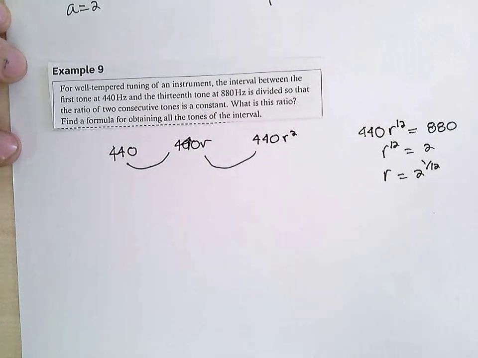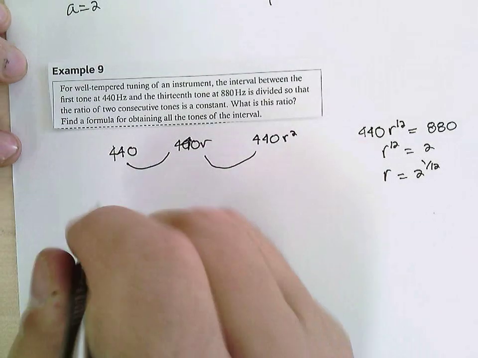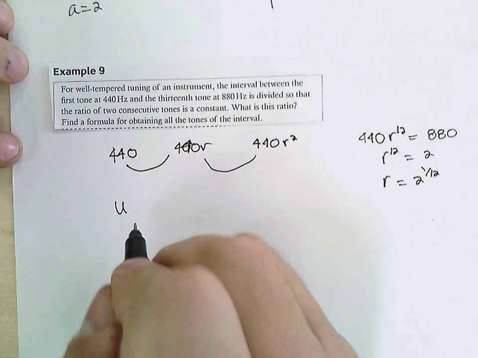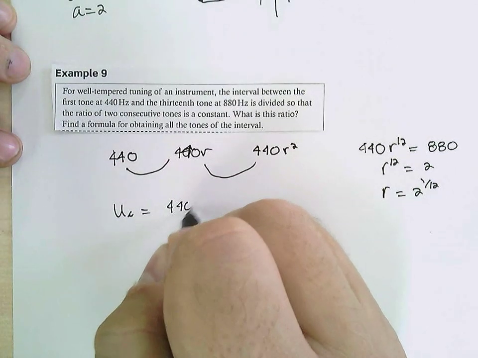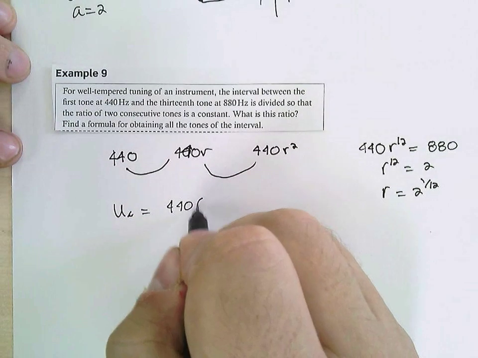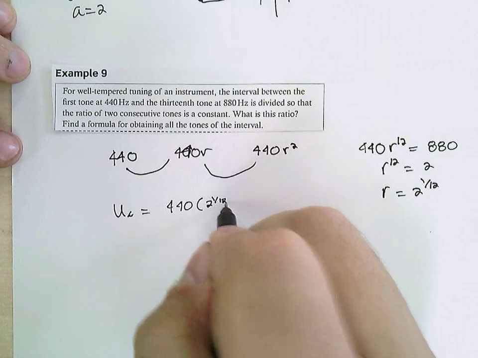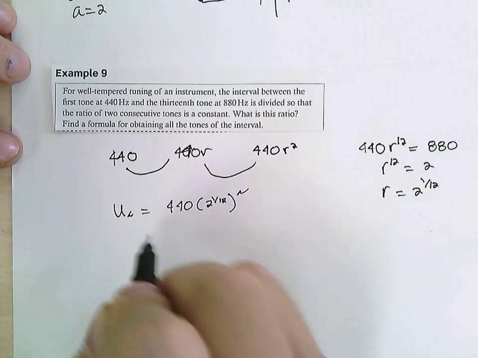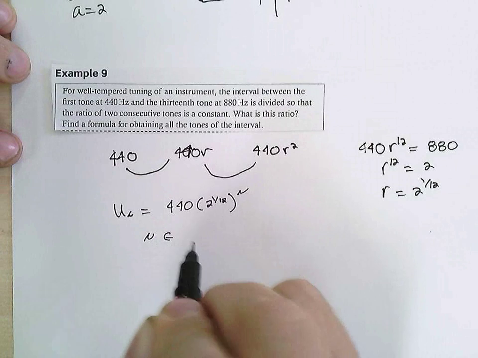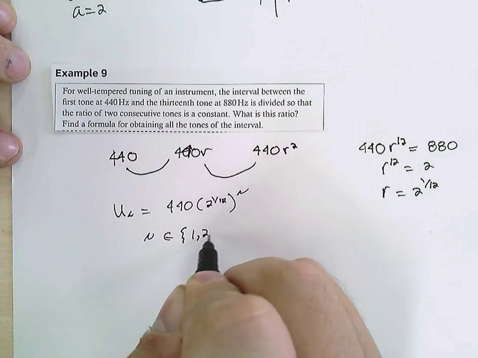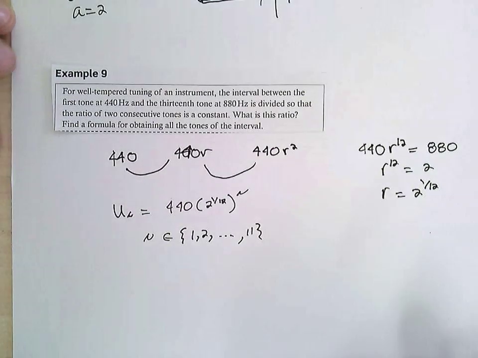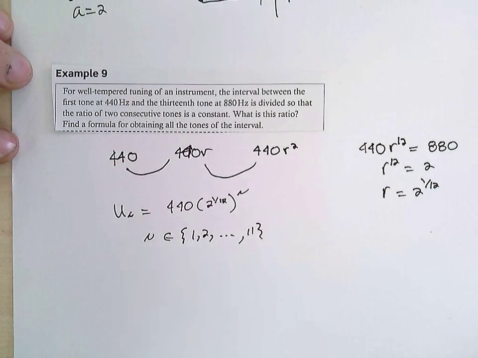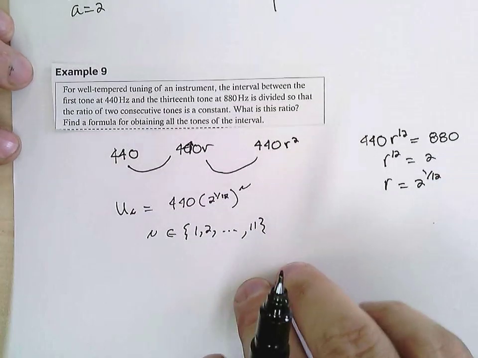They also wanted me to write a formula for this. I can say u of n is equal to 440, and I found my ratio to be 2 to the 1/12th, that's my ratio to the nth power, where n is an element of 1 all the way to the 11th. And that would give me the 12 terms after it. Sound good? There you go.